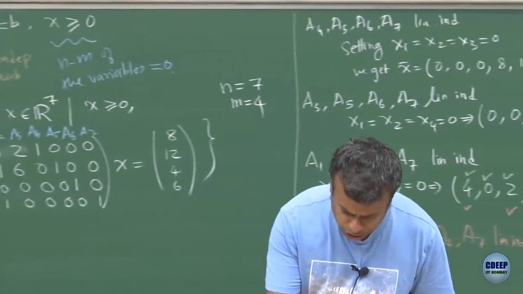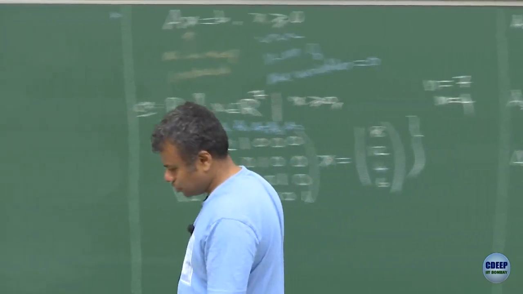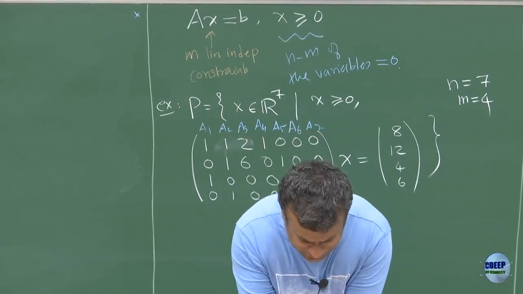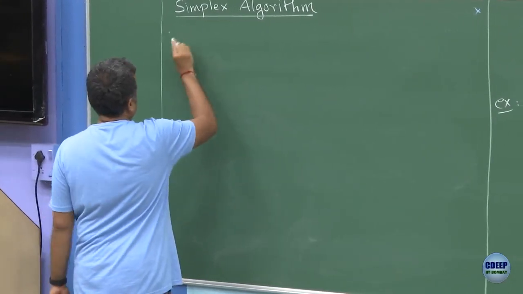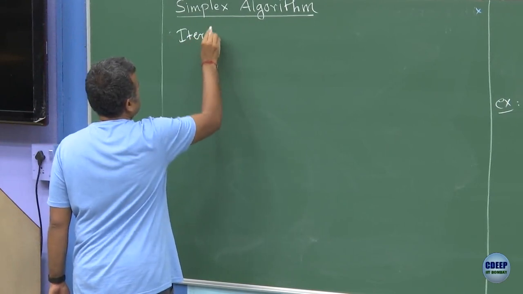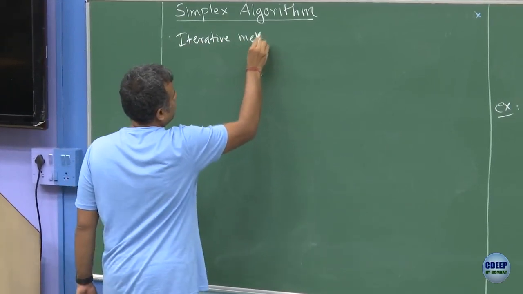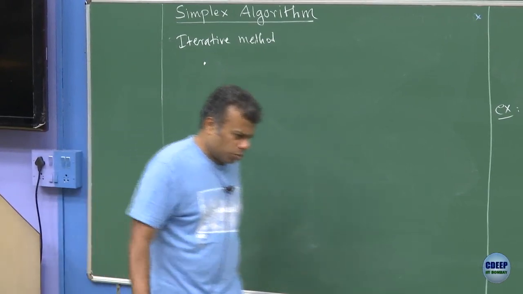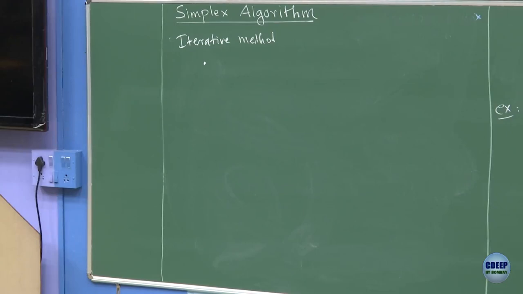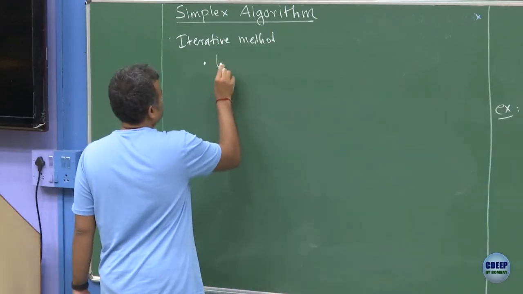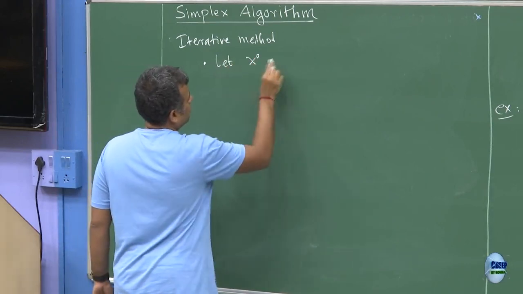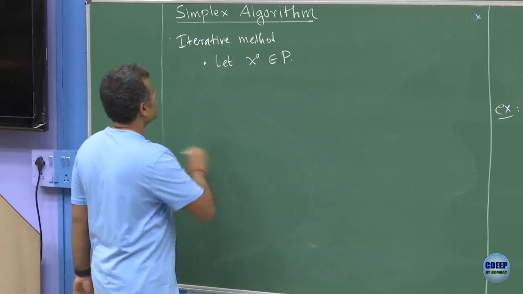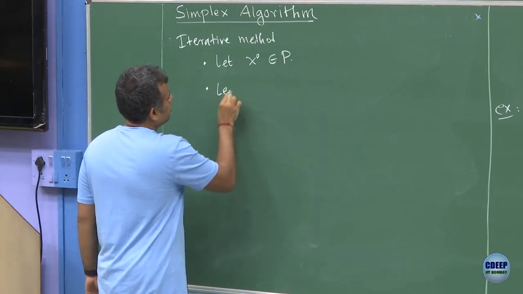So let's talk about how we solve an optimization problem. So far we have not talked about how we solve an optimization problem. We'll write it for a linear program. So the main idea here is an iterative method. This is a bare bones skeleton, and then we will talk about details. So how do you do it? You first start with a point somewhere in the polyhedron, right?